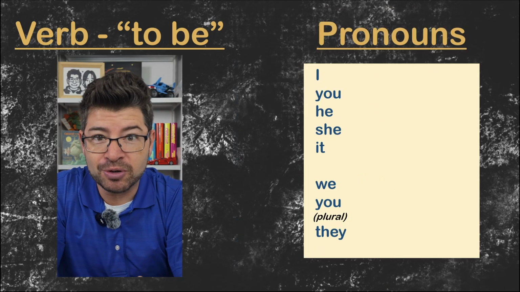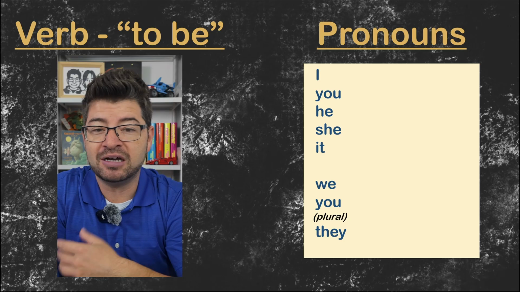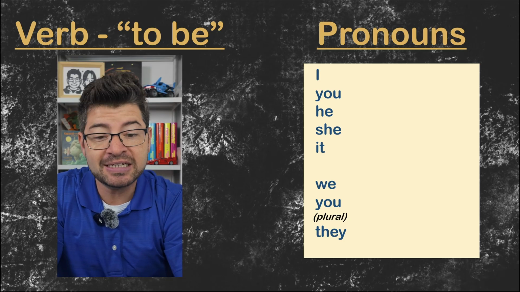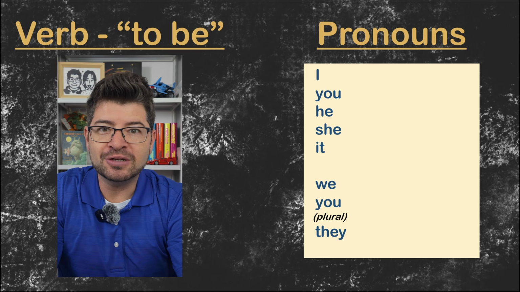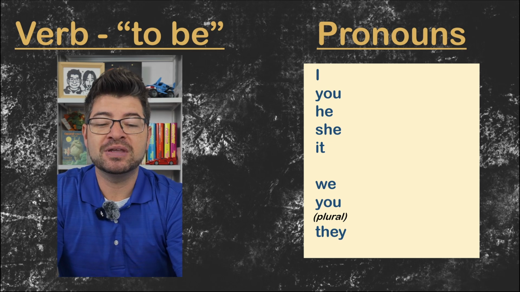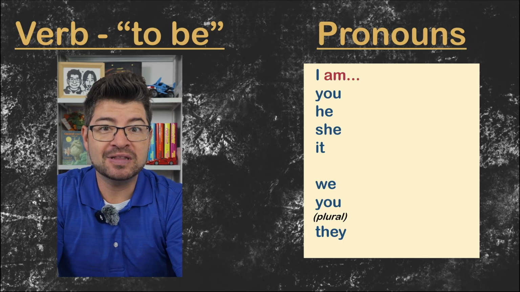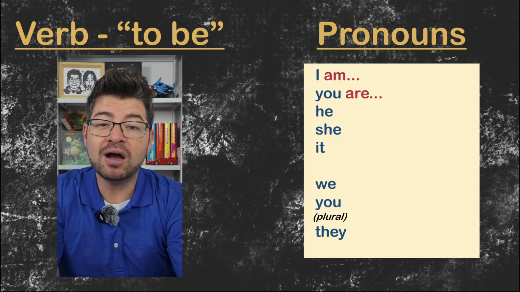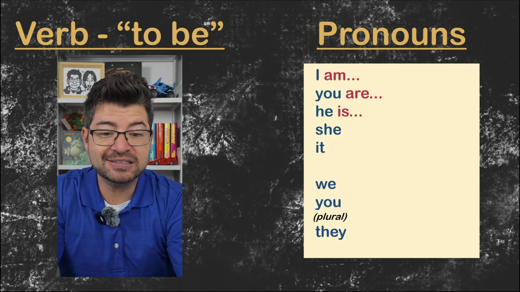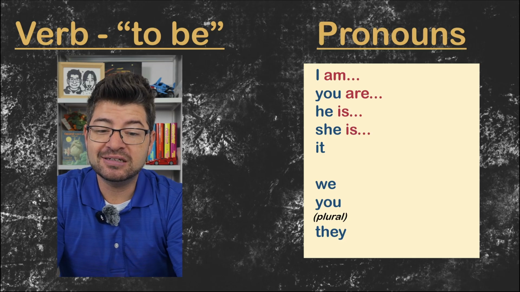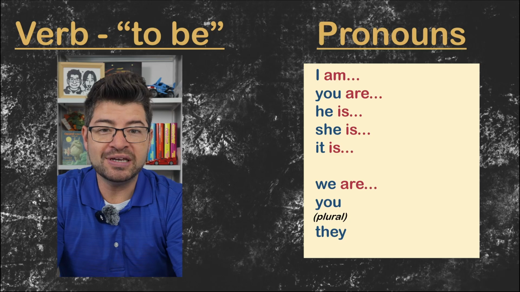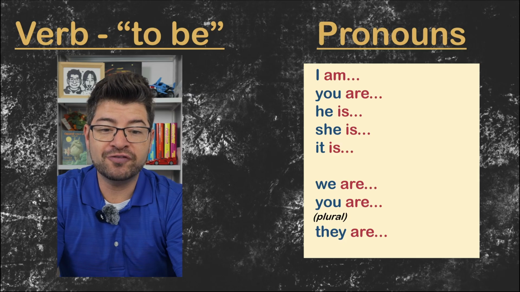First, let's take a look at our pronouns. You probably know all these, starting with I, you, he, she, it, we, you, and they. So let's take a look at the verb to be with these pronouns, all right? Starting with I, it turns into I am, like I am cold. You are. He is, she is, it is. We are, you are, and they are. All right, so those are all your forms of the verb to be with our pronouns.